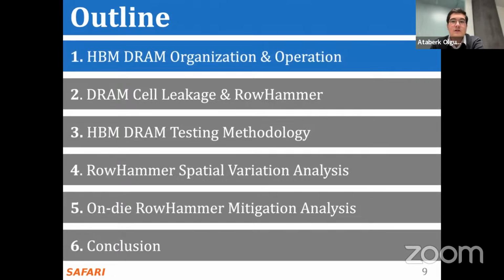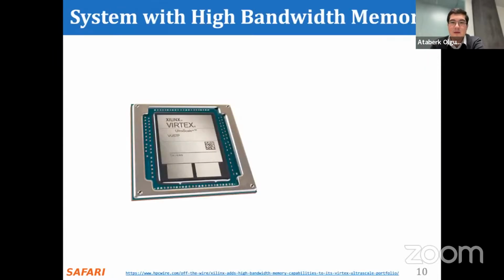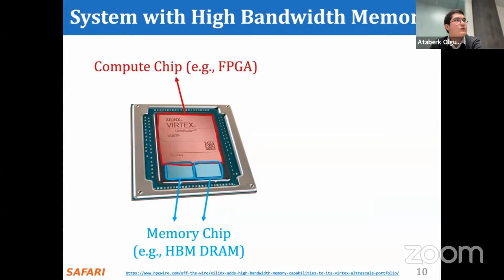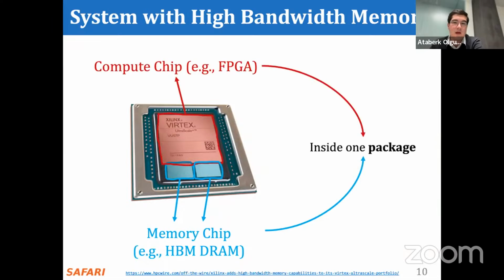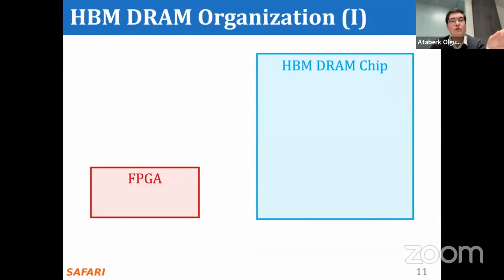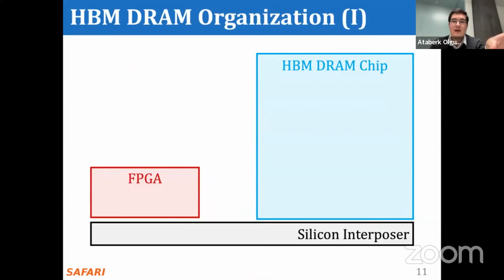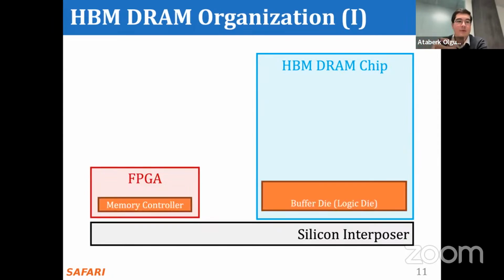I'll continue with HBM DRAM organization. A typical HBM2 DRAM system consists of a compute chip and multiple HBM2 DRAM chips. All of these chips are integrated into a single package to form the HBM2 system. Here's a different view of the same system. The FPGA and the HBM chips reside in the same package and are connected by a silicon interposer. The memory controller on the FPGA communicates with the buffer die in the 3D stacked DRAM chip over the HBM interface.